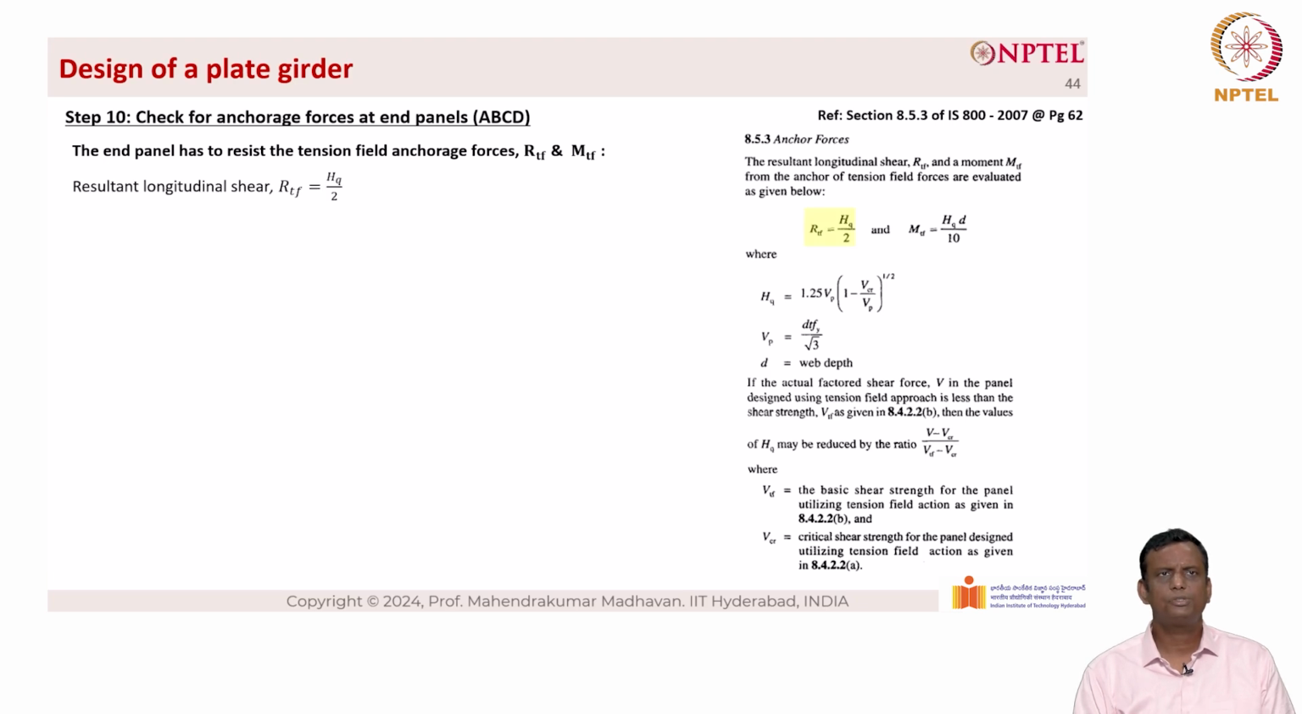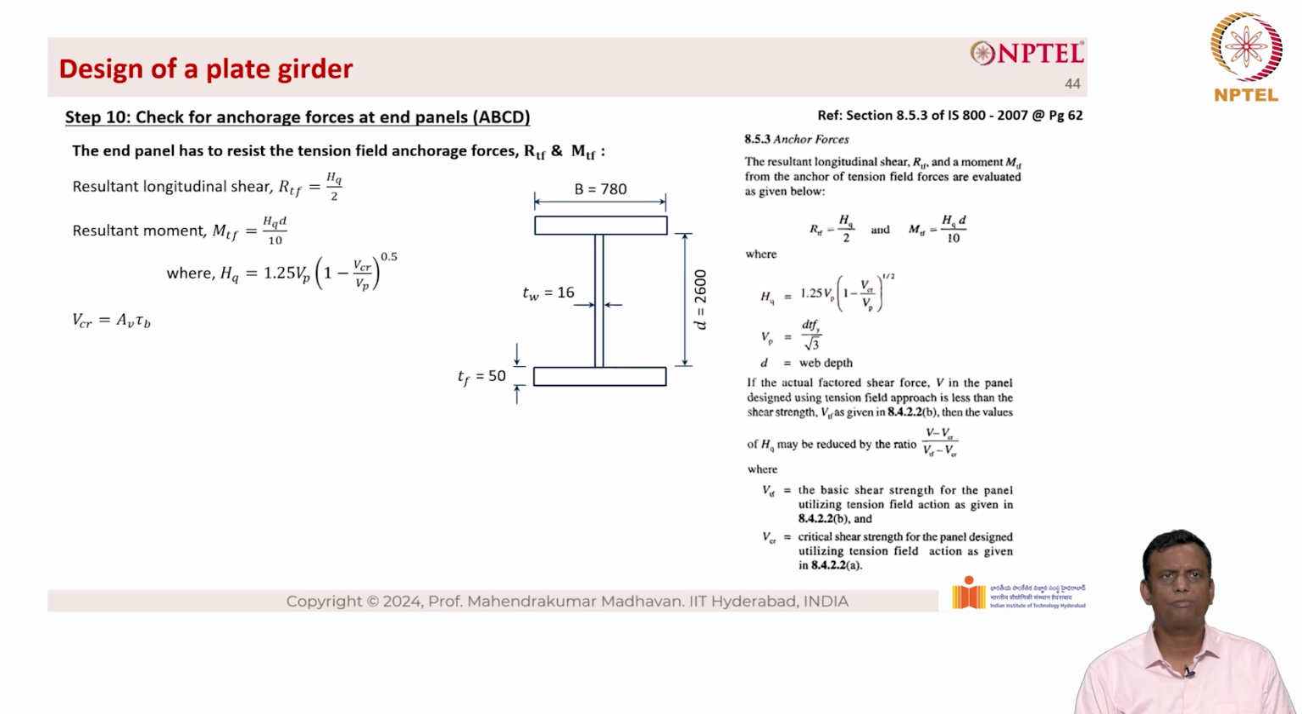The resultant longitudinal shear RTF is given as HQ divided by 2 and the resultant moment MTF is given as HQ into D divided by 10. Where HQ is given as 1.25 into V sub P into (1 minus V critical by V sub P) the whole power 0.5. Here VCR equal to AV into tau B, which is equal to D into TW into tau B. So that is equal to 2600 into 16, which is the area of the web plate, into 67.16, which is tau sub B, which gives rise to the value of 2793.9 kilonewton.